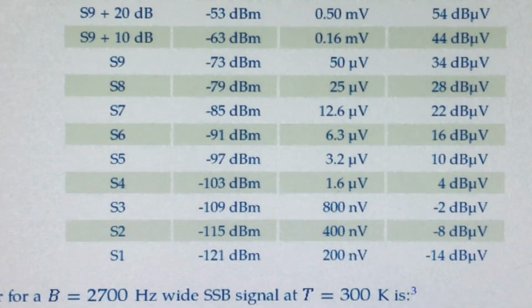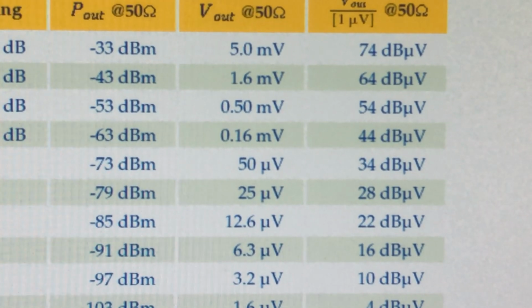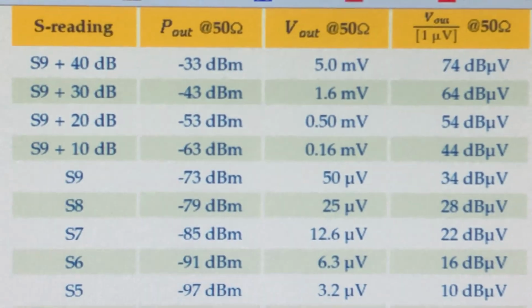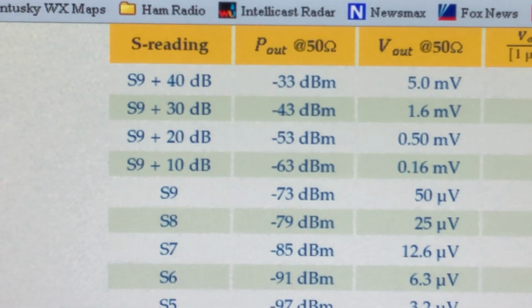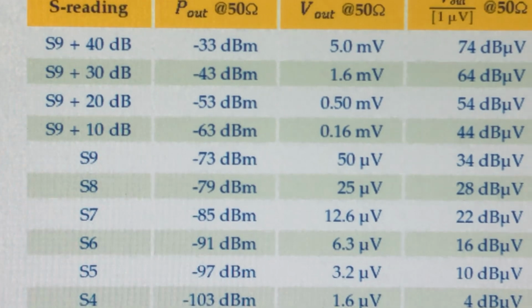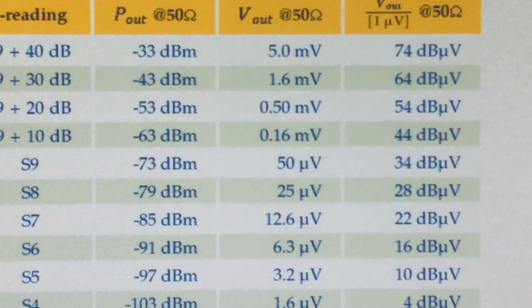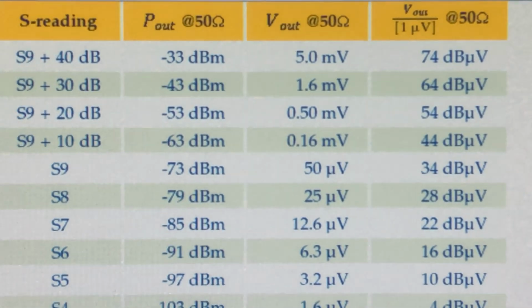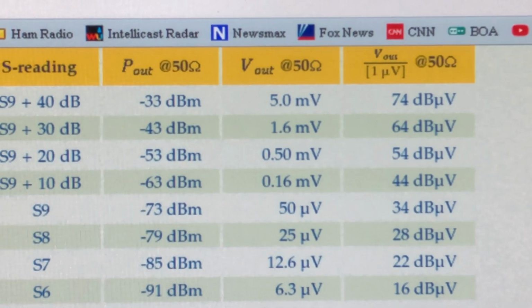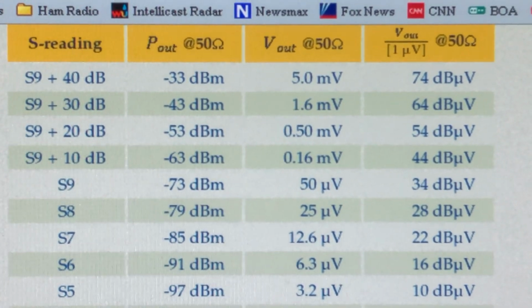So the magic number I want you to look at is in the middle here. I'm going to try to get it in the center of the screen. 50 microvolts, negative 73 dBm, S9. And you'll hear a lot of people argue about S meters because they're not all set to where S9 equals negative 73 dBm or 50 microvolts. It's a point of controversy because the manufacturers all vary in how they do it. They don't all follow this chart exactly.